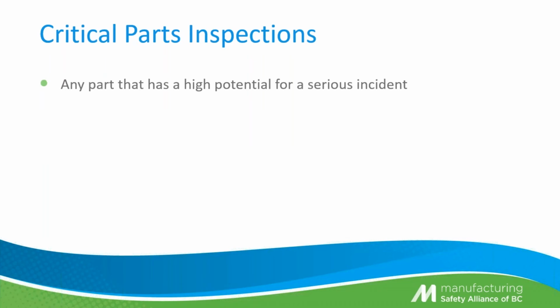The next section is critical parts inspections. So this is any part that has a high potential for a serious accident. So maybe this is part of a tool or part of a piece of equipment that we need to inspect. And it all depends on what you have. I have had companies that do critical part inspections at the beginning of each use. It could be on an hourly basis, it could be every half hour, it could be every day. It all depends on what it is.